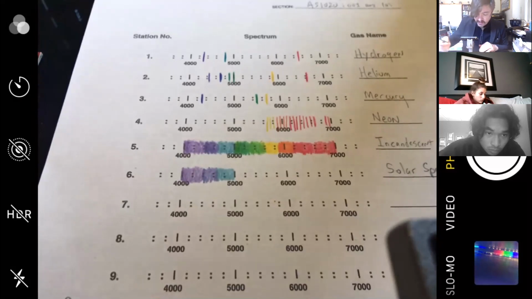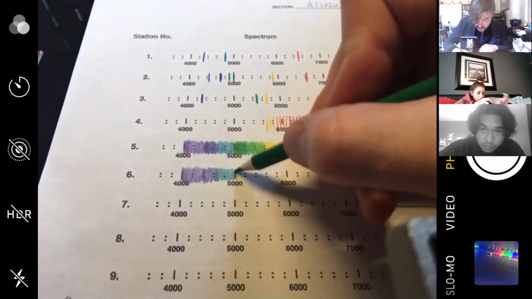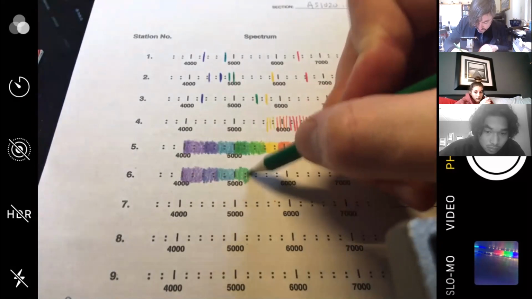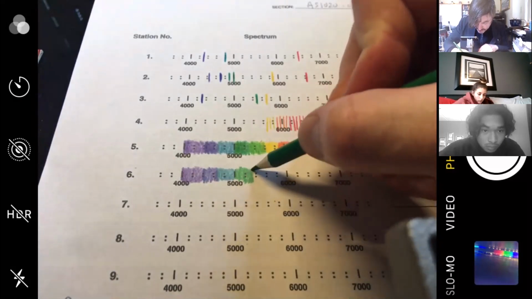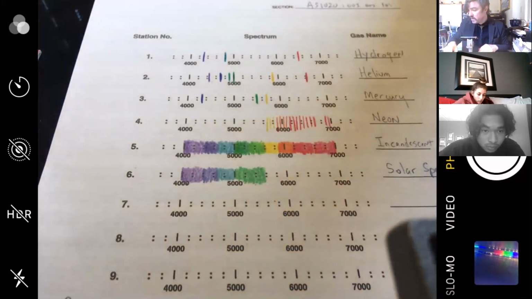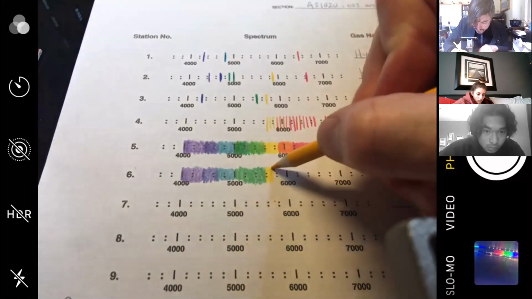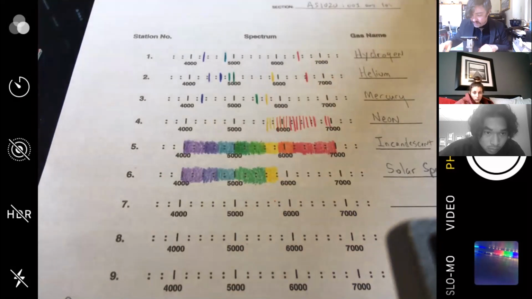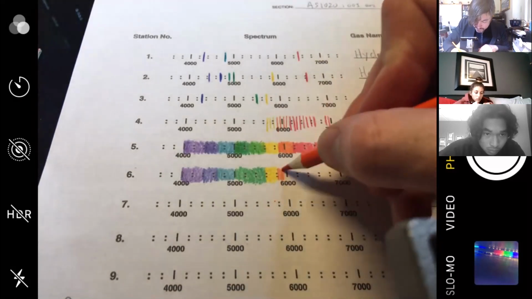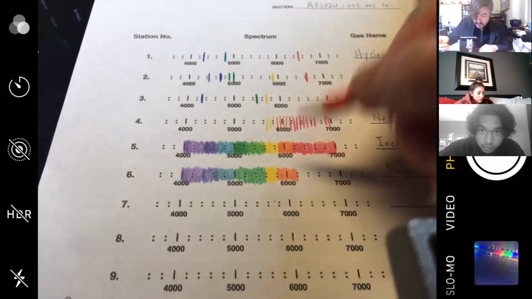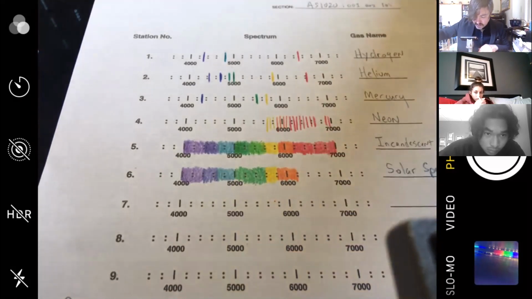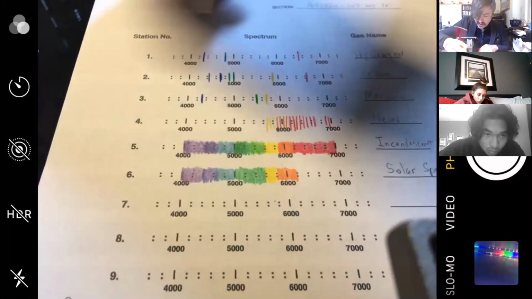Okay, green, 500 to maybe 580. And then yellow, 560 to 580. Orange, 580 to 620. And then red all the way out.